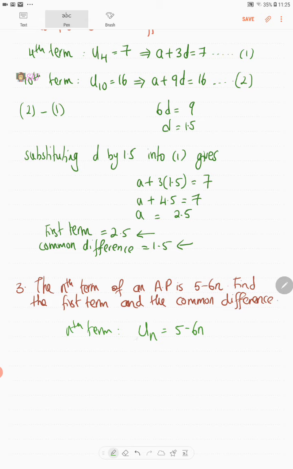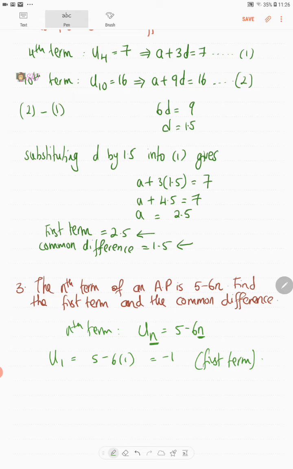To obtain the first term, we can write u1 is equal to 5 minus 6 times 1. When we have n here, we also have n. When we replace n by 1, here also we must replace n by 1. So 5 minus 6 is -1. So this is the first term, u1.